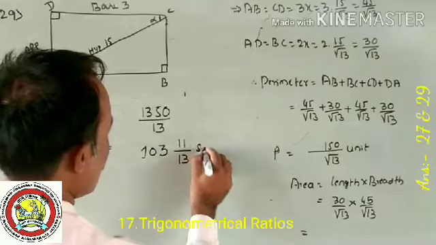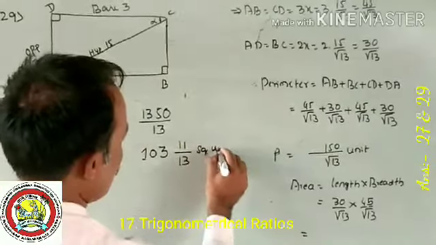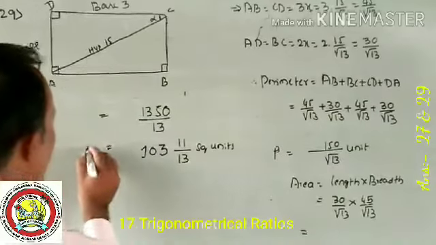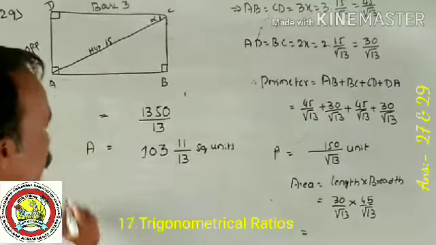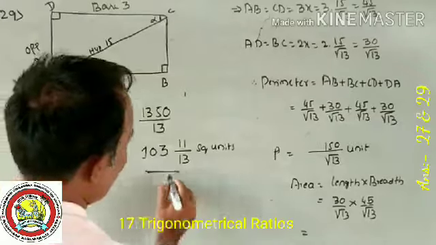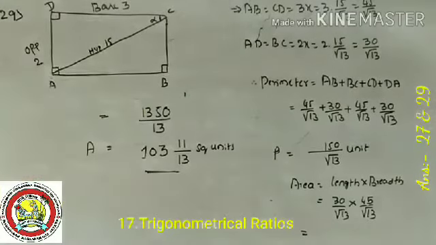So area is measured in square units. So this is the area of the rectangle. So perimeter 150 divided by root 13, then area 103 whole 11 by 13 square units.